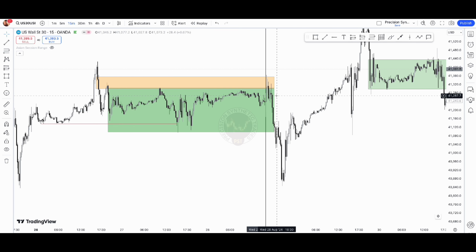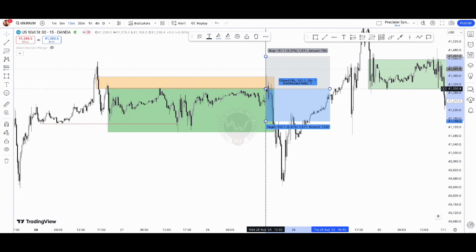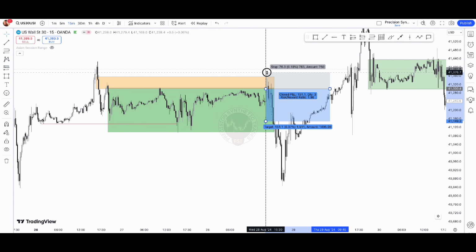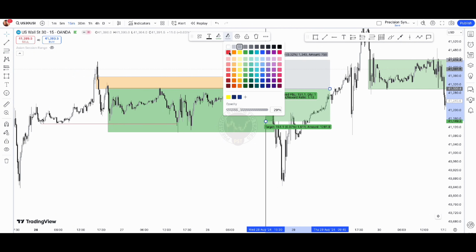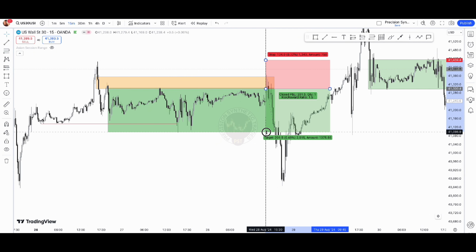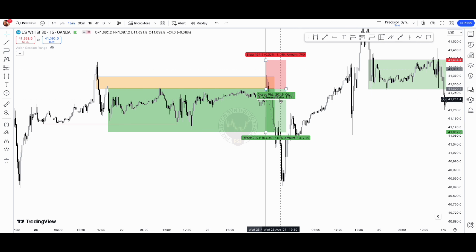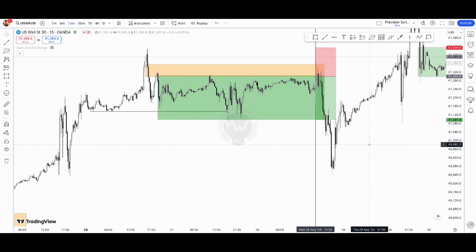As you can see, at 3:30 New York open, price accumulated, manipulated, and distributed. So here you could have entered your short there on the OTE. Stops above this high here. Let's just change the color quickly. Green and red. And you can target the low of this box, and that's a nice 1 to 5 risk reward trade.